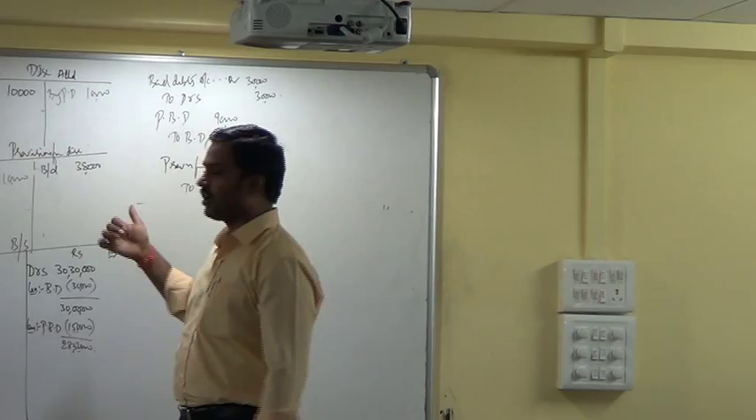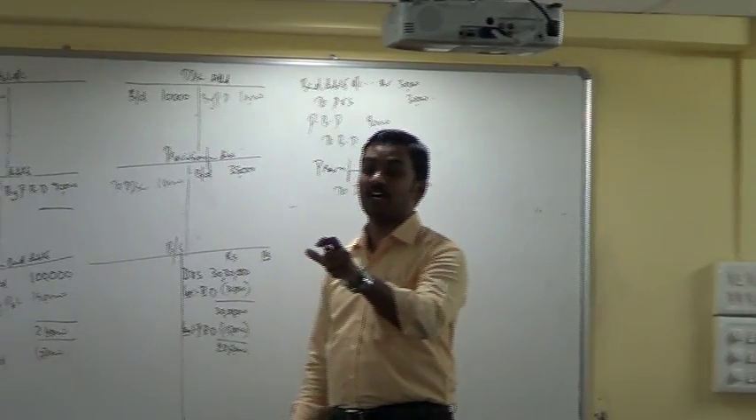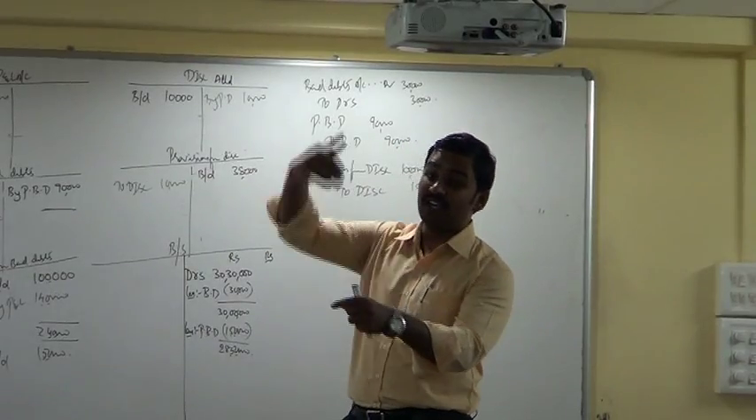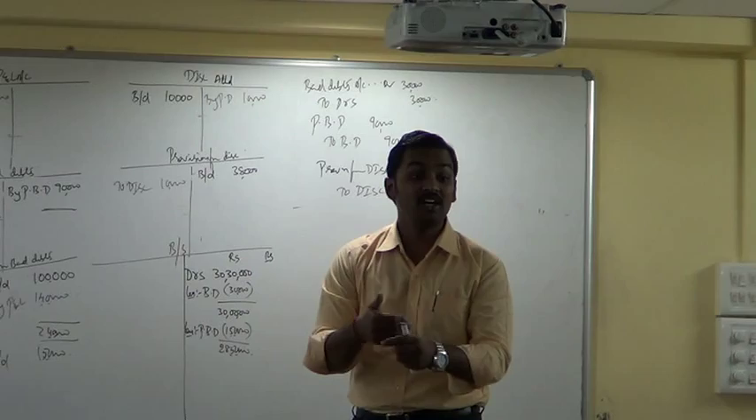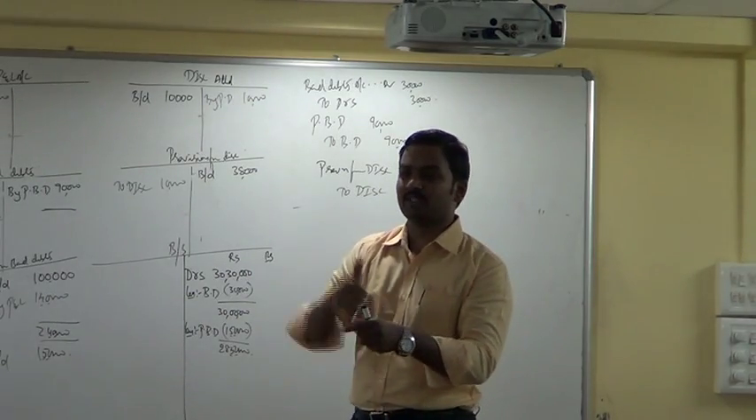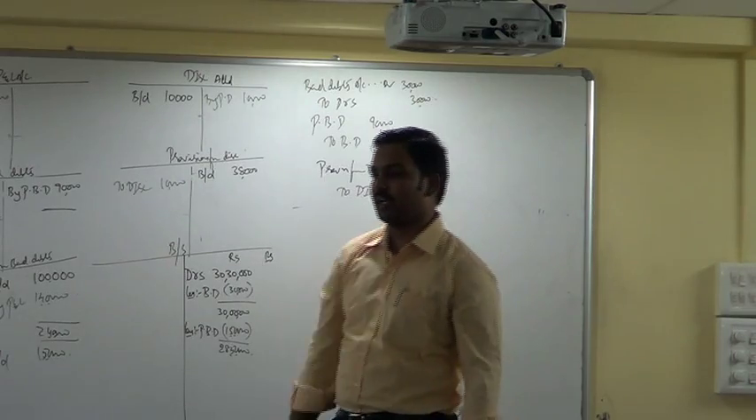How much provision do we already have? 38,000 minus 10,000. We have an existing provision of 28,000. But we need totally 57,000. We have 28,000, so there is a shortfall. How will the shortfall be met? By transferring from the profit and loss account. Write down working note.